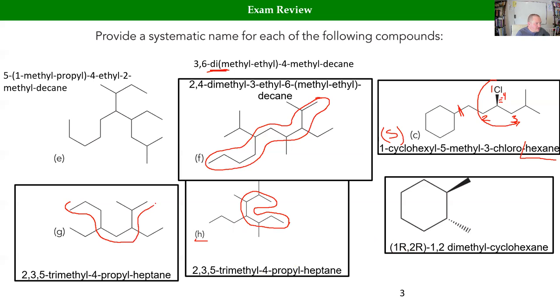1, 2, 3. And 1, 2, 3, 4, 5, 6, 7, 8. Yep, I just miscounted. And then you wind up with diethyl. Instead of having a propyl group, you end up with a diethyl. So that makes sense. That would be a better name for it then.